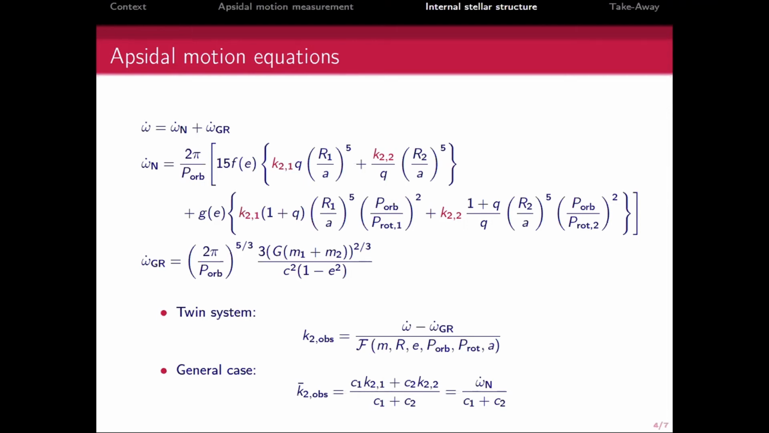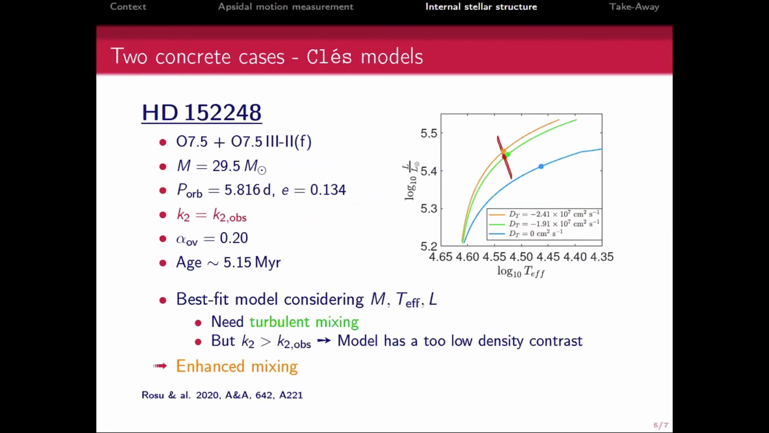So this is basically what we have done for two binary systems belonging to the cluster I have mentioned before. The first one is the twin system, meaning that the two stars are identical, as you can see here with their properties. So for this system, we could compute a K2 observational.